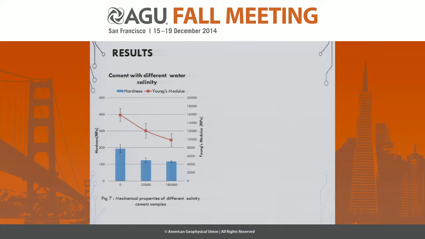Here's more results. On the left is the cement with different water salinity. You can see in the figure, as the water salinity increases, both the Young's modulus and the hardness decrease. This is most likely because the salt inside the cement attracts moisture.